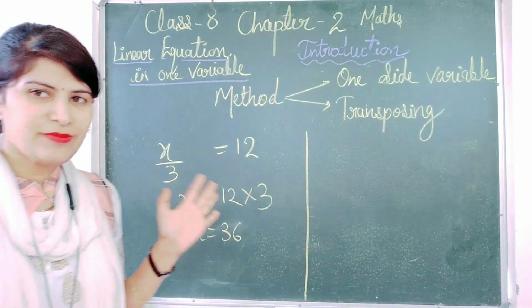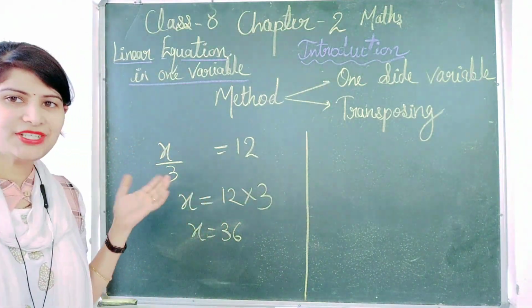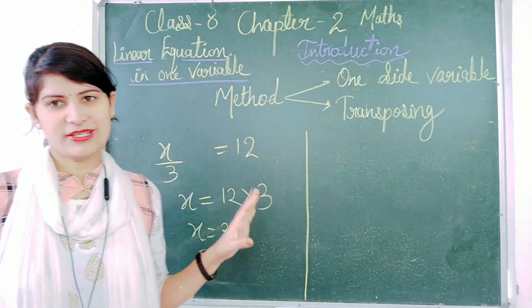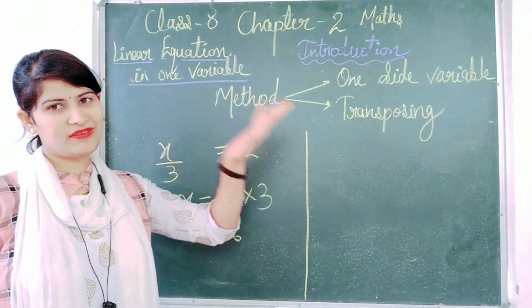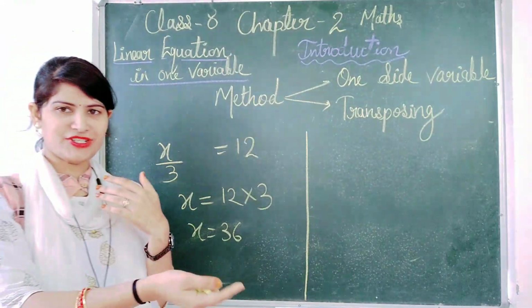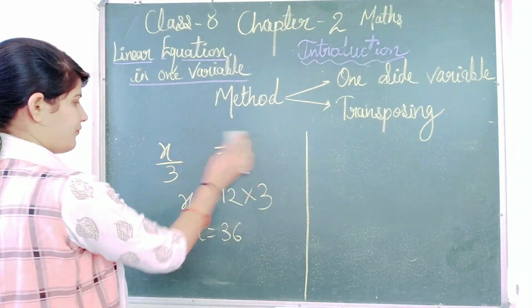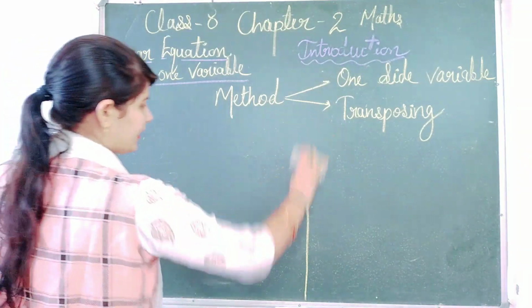So it's very simple. The transposing method is very simple. When there is multiplication, we convert into division. When there is division, we convert into multiplication. Addition becomes subtraction, and subtraction becomes addition. This is very simple. Now I am taking a different type of question.